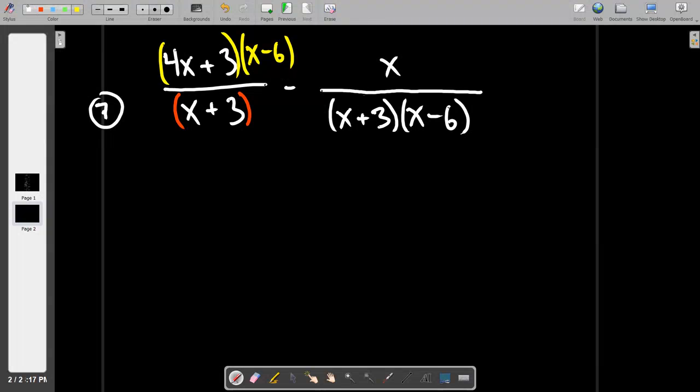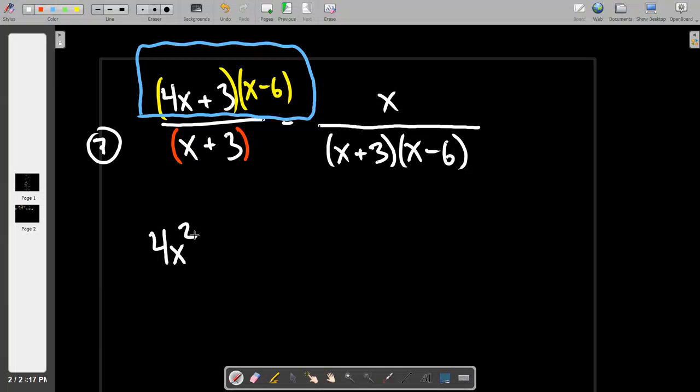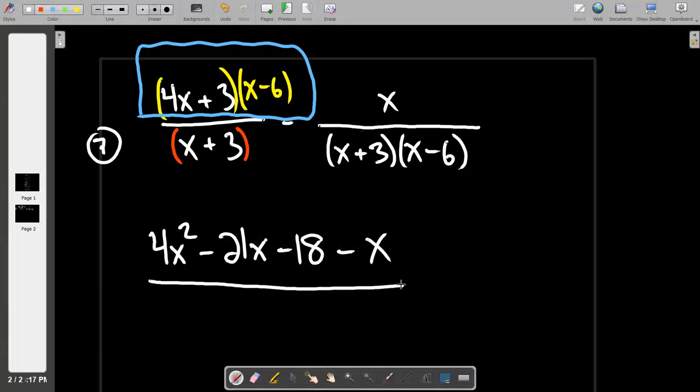And now it's time for us to multiply. Let's try to have this go a little bit smoother than it did 20 minutes ago. See this math problem in the blue box? We got this. It is 4x squared minus 21x minus 18 minus x.